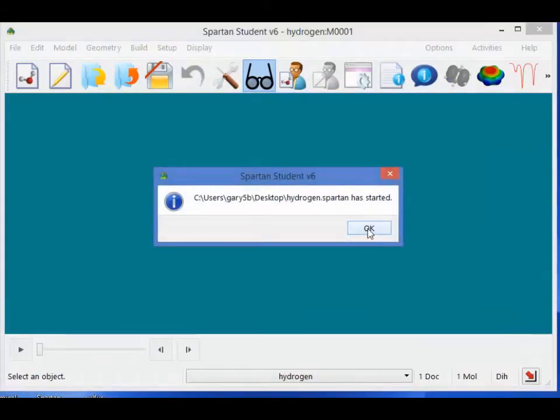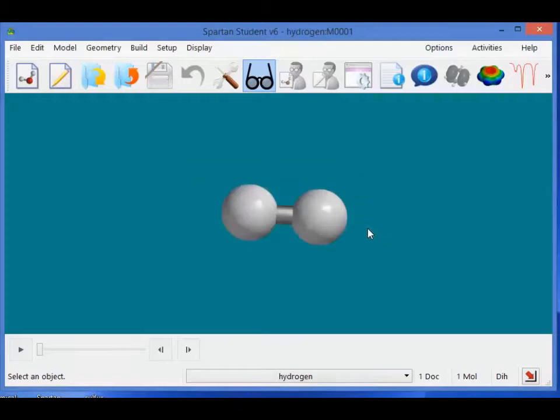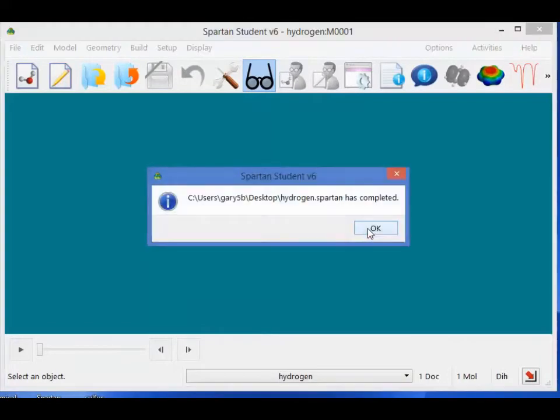And it tells me it started the calculation. It doesn't take very long to do this. You'd be astounded at how much it's actually doing in the course of doing this calculation. It'll come back up and tell us when it's finished. There it is, finished. Okay. And so I'm going to tell it okay here.